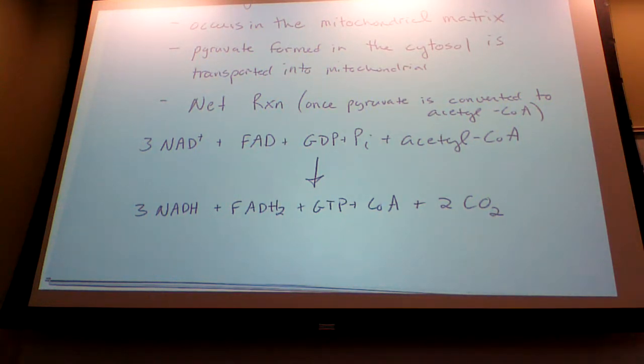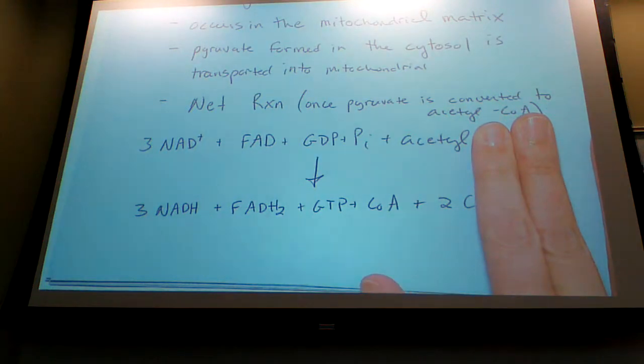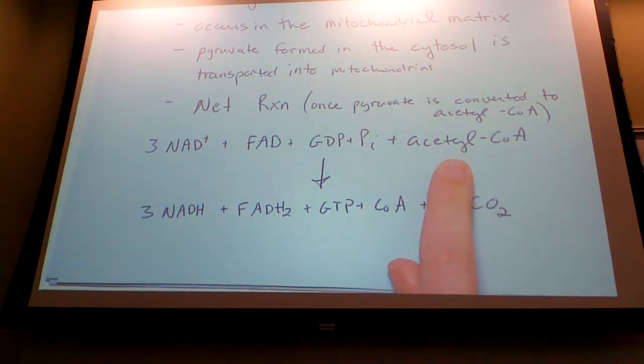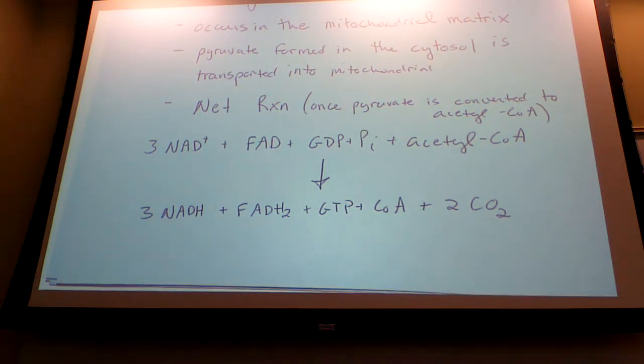How many carbons in pyruvate? 3. How many carbons in the acetyl group? 2. So something has to happen between pyruvate and the acetyl coenzyme A, or I'm going to lose a carbon. And then my 2 carbons here, they eventually end up there, but in the first round it's not the same carbons. They actually come from different places.